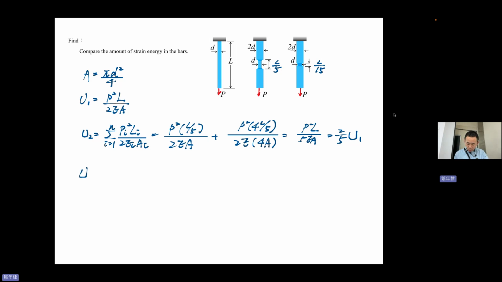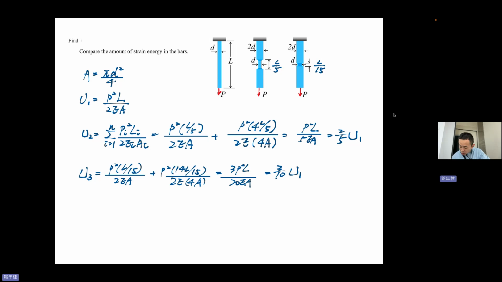Interesting. U3. P2L divided by 15. The area 2EA. And the second part is P2 14L divided by 15. 2E 4A. Okay. 3P2L, 20E8.